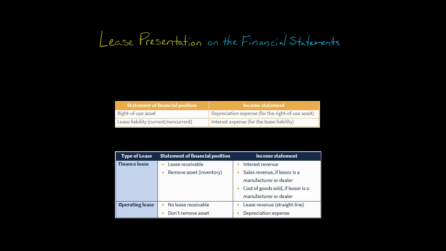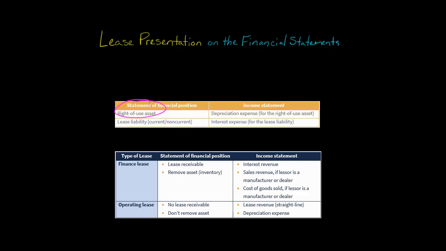I want to show you how leases are presented on the company's financial statements. And specifically, I want to focus on the statement of financial position and the income statement. And so let's start with lessees. With a lessee, you're going to have a right of use asset on the statement of financial position and a lease liability. Now, lease liability is typically going to have a current and a non-current portion, and you'll see that in the example I'm going to show you in a minute.